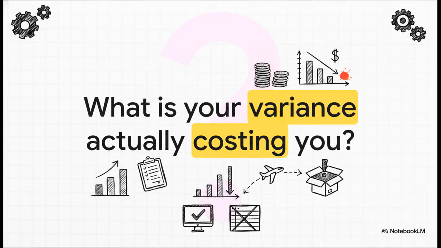I want to leave you with a provocative question to chew on as we wrap up this explainer. What is your variance actually costing you? Every single time your ERP says you have parts that you physically don't, production stalls, expedited shipping costs soar, and your profits just bleed out. It is time to ditch the spreadsheets and finally confront those hidden operational costs head on. Evaluate your process, test the right software, and take back control of your shop floor.